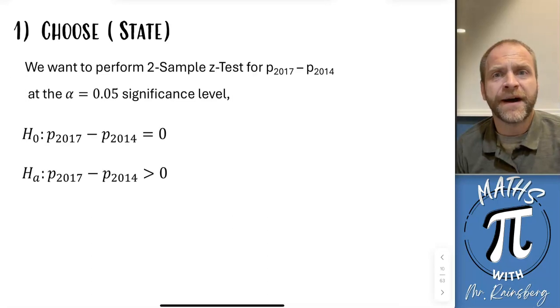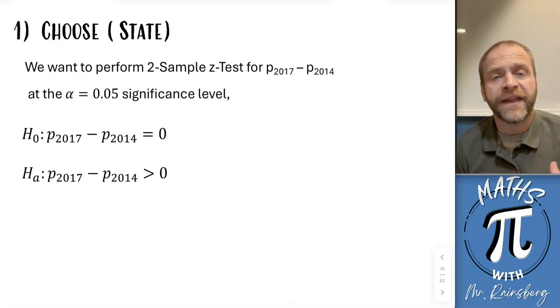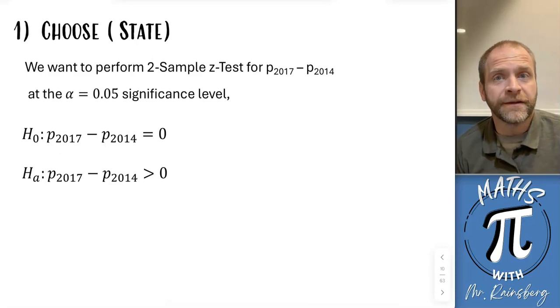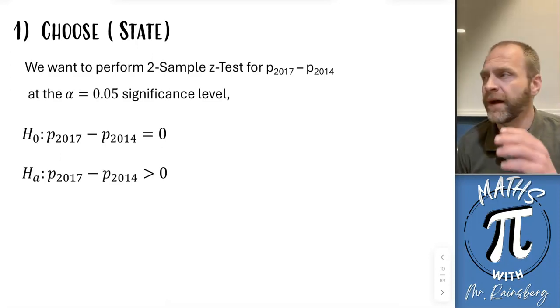Then I'm going to state my hypotheses. I have my null that the difference between the two proportions is equal to 0. That's saying there is no difference. And then my alternative: it said increase in the prompt, so I'm going to say the difference between the two proportions is greater than 0. If there was an increase from 2014 to 2017, then I'm going to have a larger number in 2017. So there are my null and alternative.